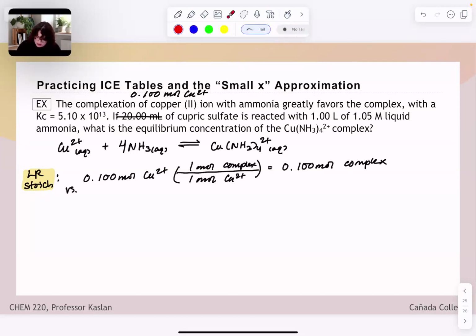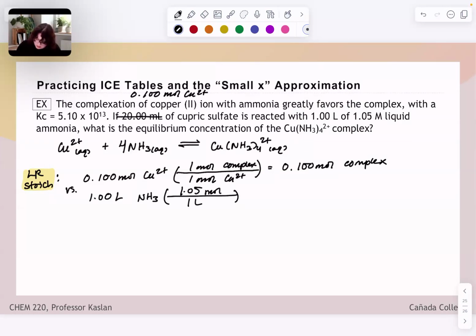And now let's compare this to what we know about the other reactant. So we had 1.00 liter of ammonia, and the concentration of that ammonia was 1.05 moles of ammonia per 1 liter. And if all of my moles of ammonia are consumed, so that is 4 moles of ammonia, then that will generate 1 mole of my complex. So let's figure out what this is. This is 1.05 divided by 4. This gives us 0.2625 moles of the complex.